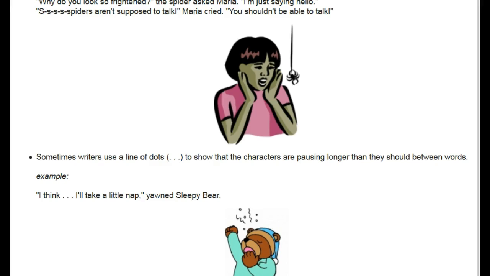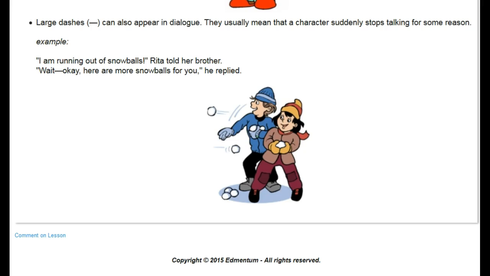Sometimes writers use a line of dots to show that the characters are pausing longer than they should between words. For example, "I think... I'll take a little nap," yawned Sleepy Bear. Large dashes can also appear in dialogue. They usually mean that a character suddenly stops talking for some reason.